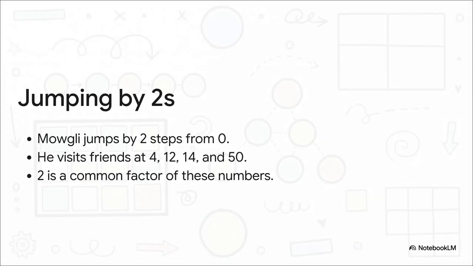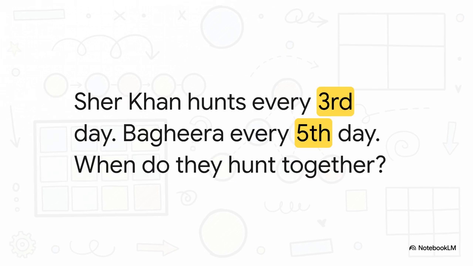Let's use what we've learned to safely guide Mowgli through the jungle. According to our source, if Mowgli takes jumps of exactly 2 steps starting from 0, he perfectly lands on spaces 4, 12, 14, and 50. Now, why does this specific jump size work so perfectly for visiting his friends? Well, because 2 is a common factor of all those locations. Since 2 divides evenly into 4, 12, 14, and 50, a steady 2-step jump will always land him right on their doorstep.